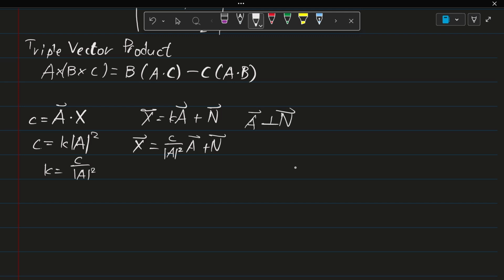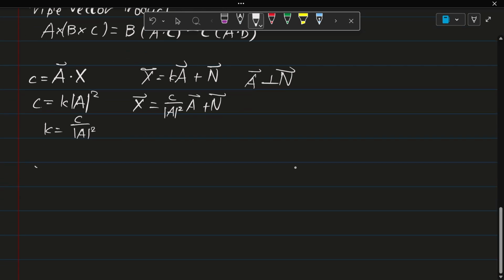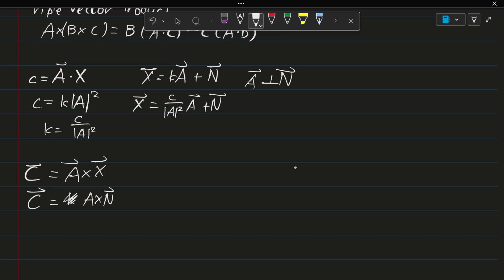So we can also do the same thing for the cross product. If you have a known A vector, and this is A vector cross the X vector, we want to ask what is the X here. We can use the same assumption, and we know that A vector cross the A vector has to be 0. Therefore, C vector must be A cross N. Sorry, there's no K anymore. It's A cross N vector.